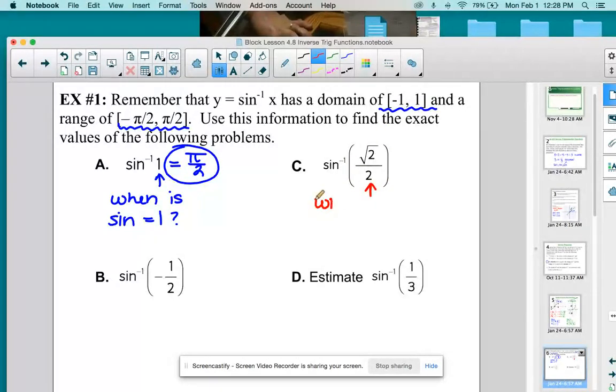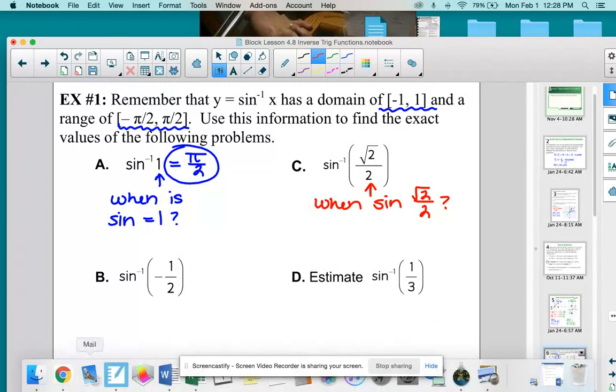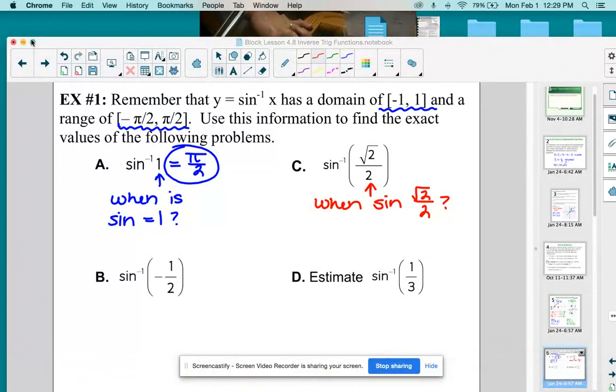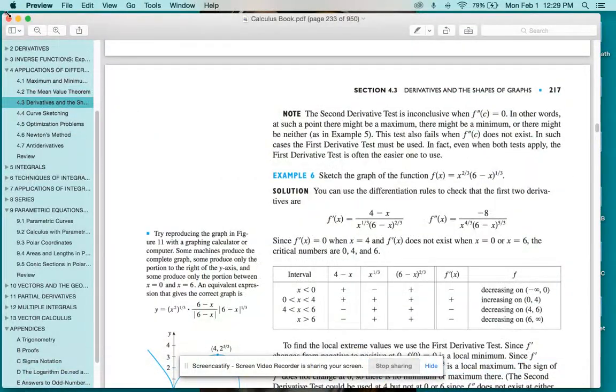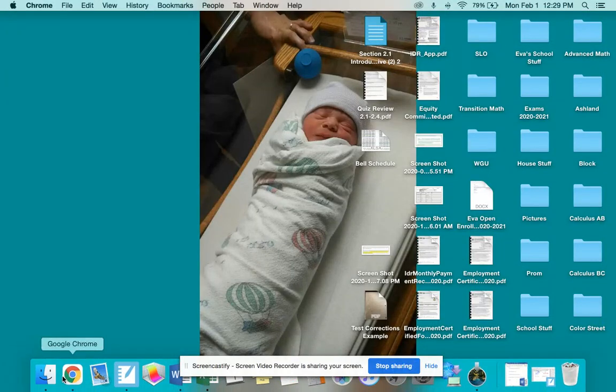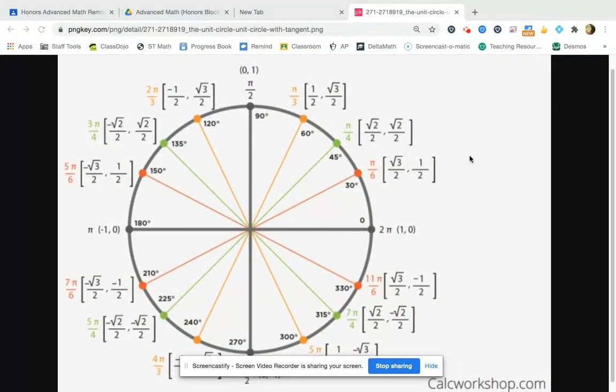Step 2, we're going to ask ourselves this question: when is sine radical 2 over 2? So you're going to pull up your unit circle again. There we go. When is sine radical 2 over 2? Radical 2 over 2, that's the y value for sine, looks like pi by 4, but I guess also 3 pi by 4, right? Because it's positive over here too.